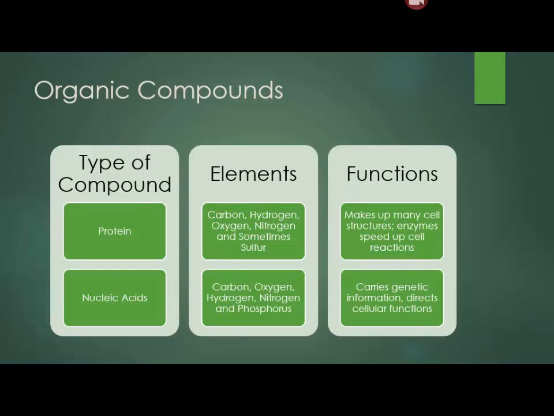Protein is the third type of compound. The elements that make it up are carbon, hydrogen, oxygen, nitrogen, and sometimes sulfur. They make up many cell structures, and they also make up enzymes which speed up chemical reactions.